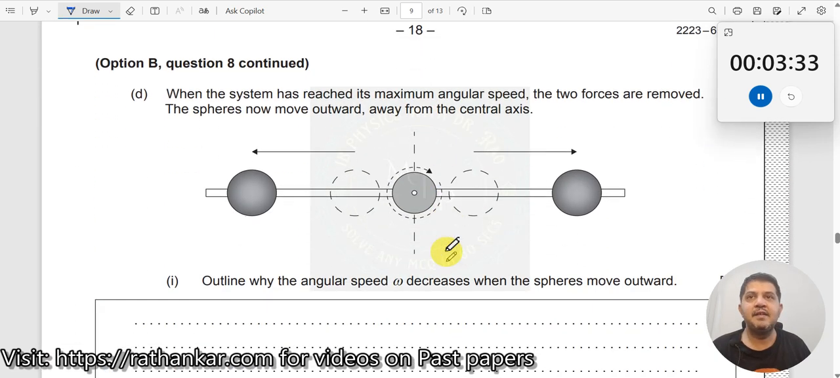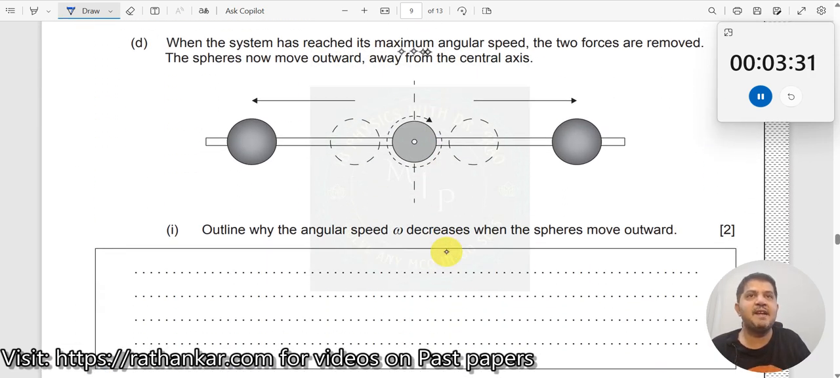Next. When the system has reached its maximum angular speed, the two forces are removed. The spheres now move outwards, away from the central axis. When it is rotating faster and faster, what can happen? There is no friction over here, so the spheres start moving farther away. It's something like you have a disc, and when you start rotating it and put a paper piece on it, the paper piece will move outwards. The same thing is happening over here.